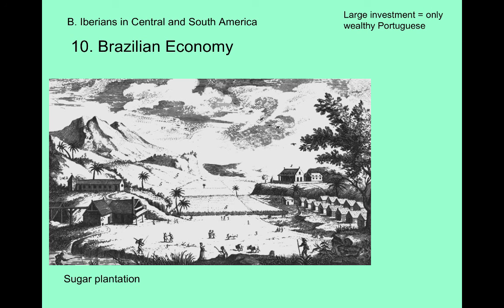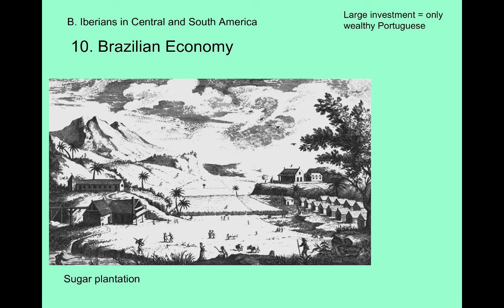Because of that, very few Portuguese can come to Brazil and grow sugar. It's just such a large investment. You have to buy the land, you have to buy the processing, you have to buy all the slaves, you have to buy the tools and the seeds. And so, for the most part, we don't see much of a middle class in Brazil. You just have this wide wealth gap. You have the Peninsulares and the Creoles, the white Portuguese, and then you have everybody else at the bottom.